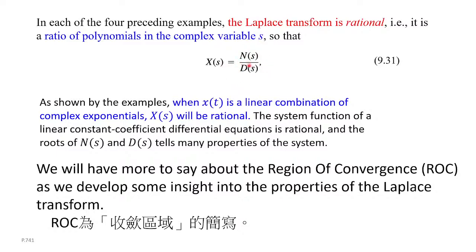As a fundamental theorem of polynomials, we know that a polynomial has roots. The number of roots of a polynomial equals its degree, so there are some roots for the numerator polynomial and some roots for the denominator polynomial. The roots of the denominator will be called poles, because if you plug in those values, then x of s will diverge. And the roots of the numerator n of s are called zeros, because plugging in there, x of s is going to be 0.